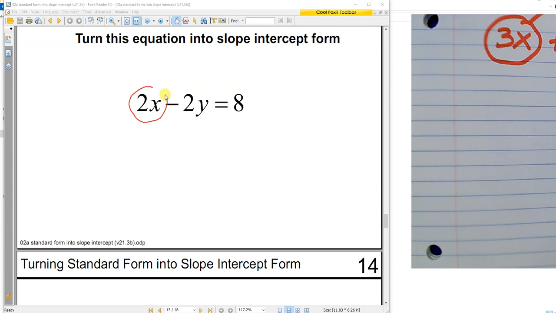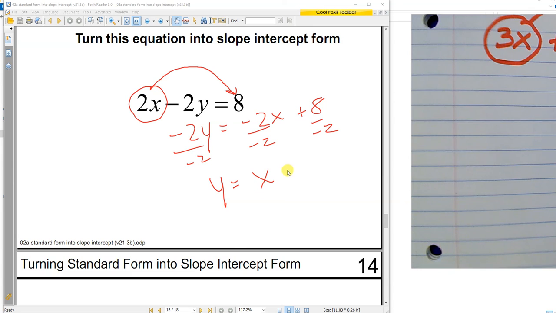Move the x. Negative 2y equals negative 2x plus 8. Divide by the y: negative 2, negative 2, negative 2. Simplify. Y equals x minus 4. Negative 2 divided by negative 2 is a 1 that I don't write. 8 divided by negative 2 is negative 4.